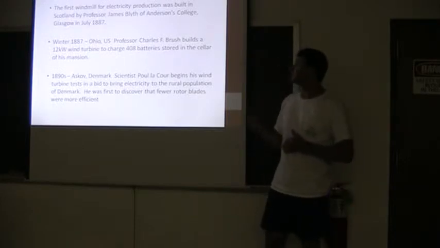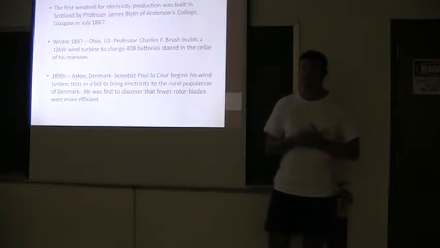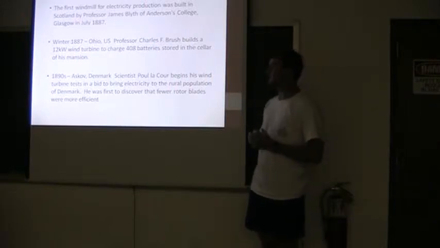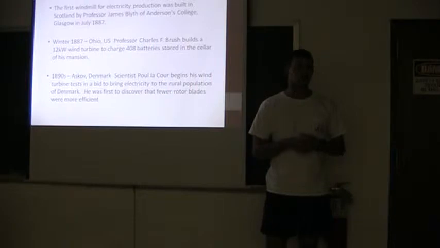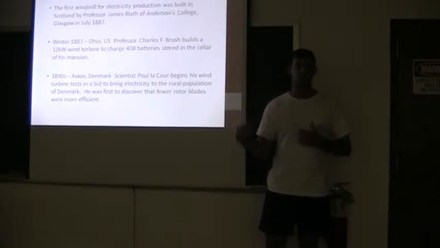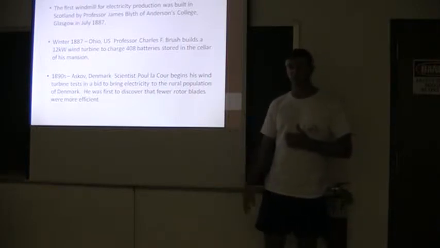The first windmill produced for electricity was built by Professor James Blyth of Anderson's College in Glasgow, Scotland, in July of 1887. Windmills were originally used for pumping water or things like that back in the older days, and then people realized that they could use these for more than just that, so they moved over to creating electricity.